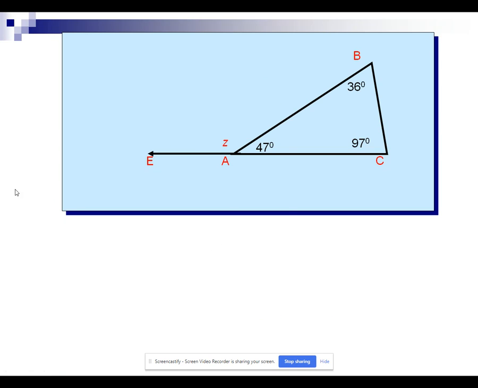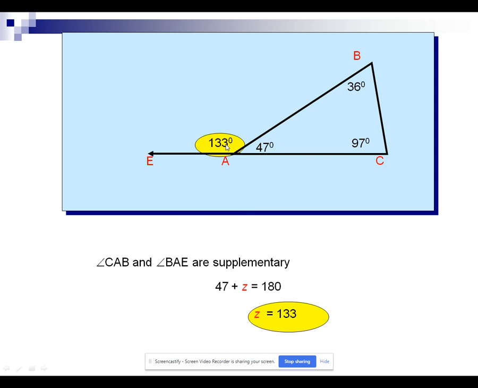So if we look at this one, let's see if it works. 36 plus 97 will give us this answer. Since we know this angle, you could also do 180 minus this number to get that one. So let's take a look. 180 minus 47 says this angle should be 133. And if we add these together, 36 plus 97 is 133. All right, so you take two angles on the inside, add them together to get the outside angle.